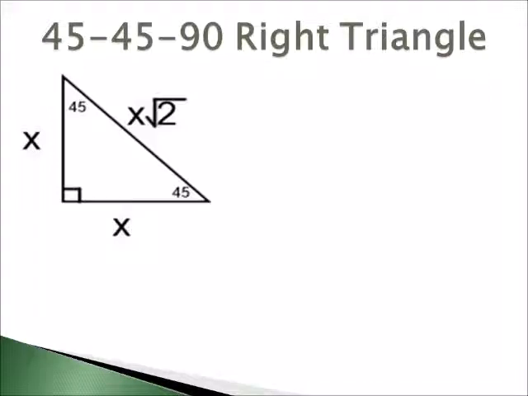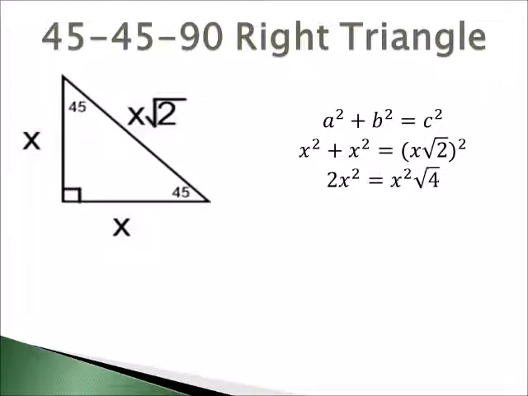Now to prove this theorem, we will again use the Pythagorean theorem and substitute in our values. So here, a and b are both equal to x because, again, the legs of the triangle are equal. And our c value, or our hypotenuse, is x radical 2.